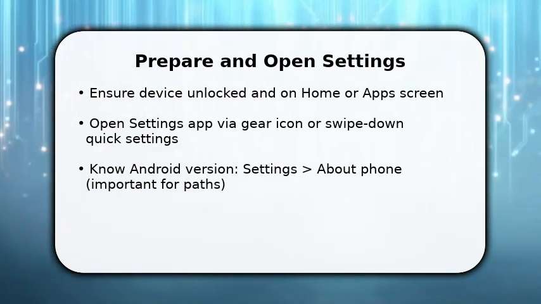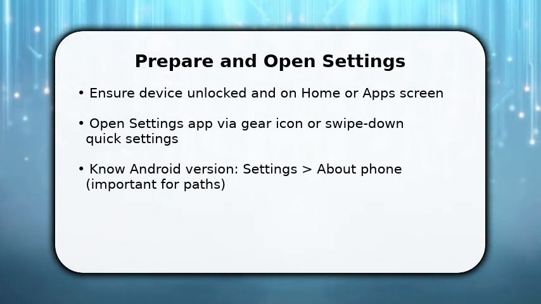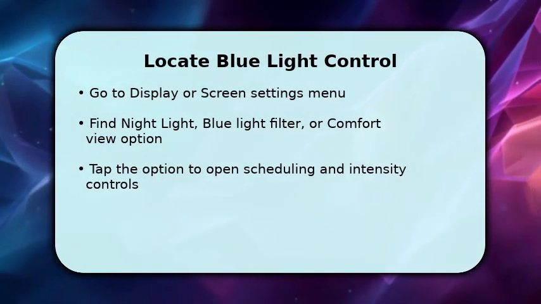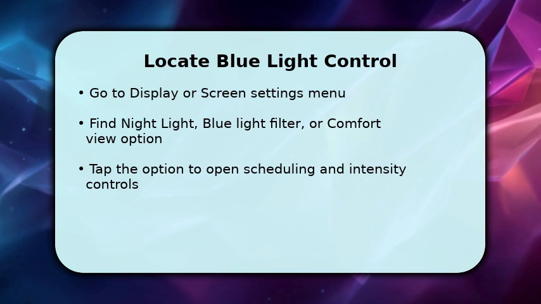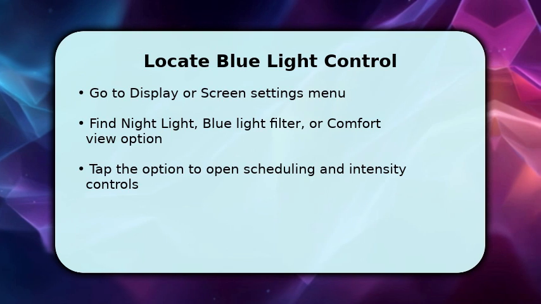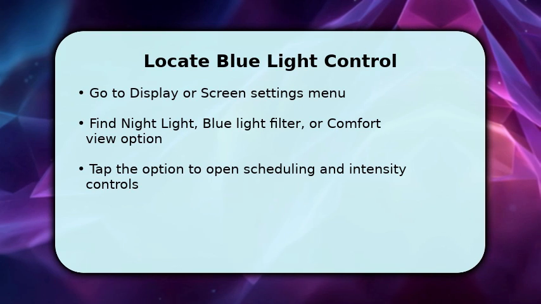Once done, proceed to display or screen settings to find the blue light control. You'll now navigate the display menu where the filter lives. Look for night light, blue light filter, comfort view, or a similar name. Manufacturers rename it, but the function is the same. Tap that entry to reveal immediate toggles, scheduling, and intensity sliders.